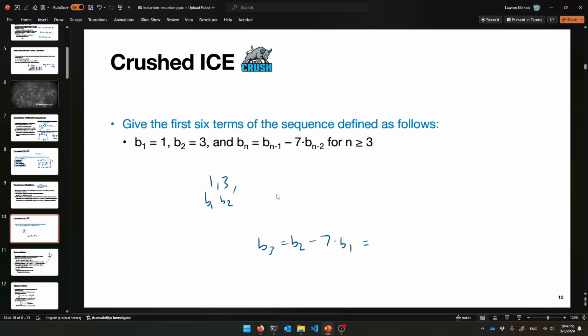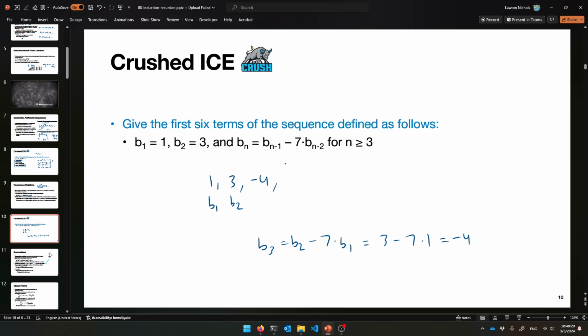Let me space those out a little bit. I don't like how close they are. There. This is b1, this is b2, and so we're calculating b3 from those. So it's equal to 3 times 7 minus, 3 minus 7 times 1. So that's 3 minus 7, so that's negative 4. So apparently b3 is negative 4.